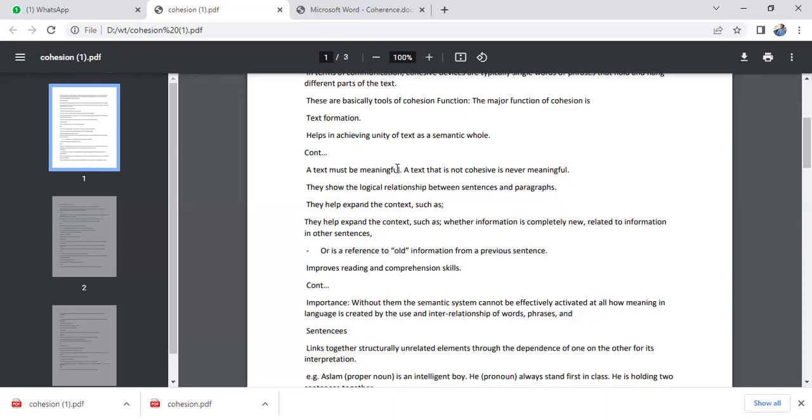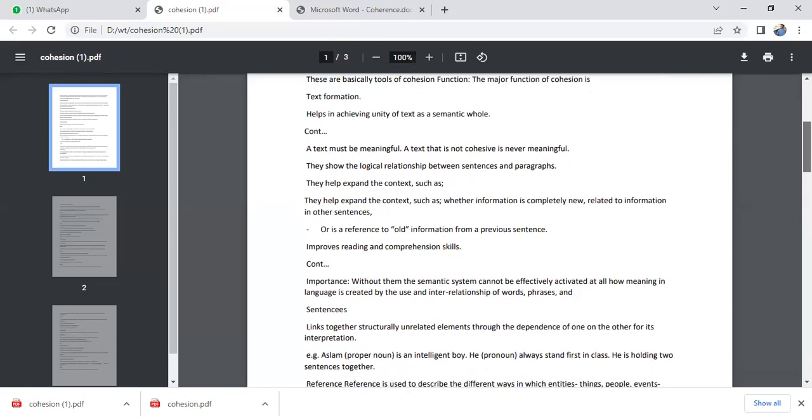Over here, again, the same thing is repeated. A text that is not cohesive is never meaningful, because there will be no unity in the ideas, there will be no coherence in the ideas. So that text will never be meaningful.